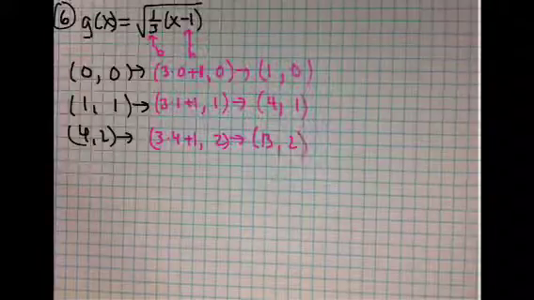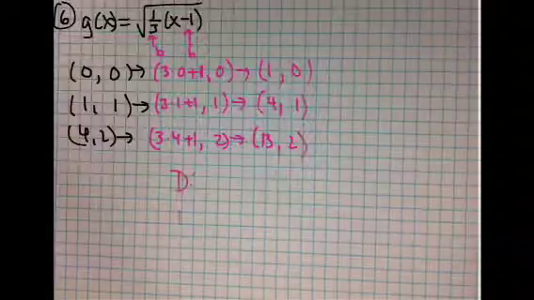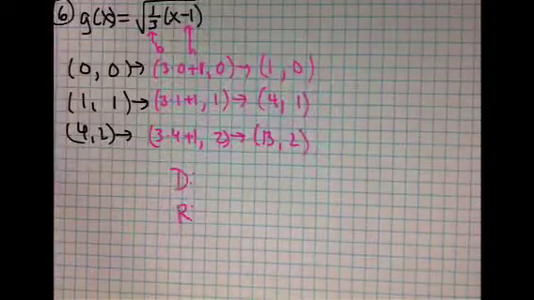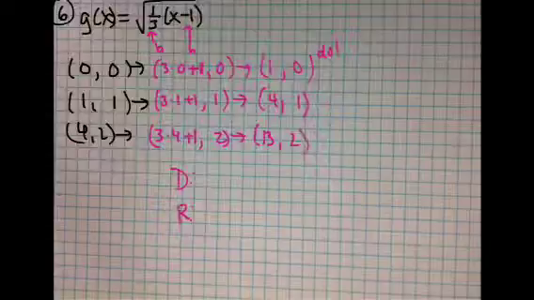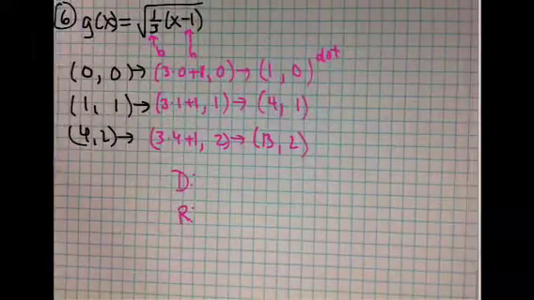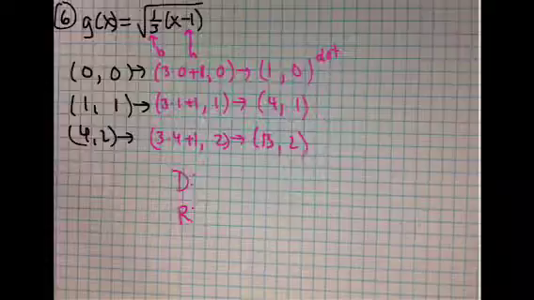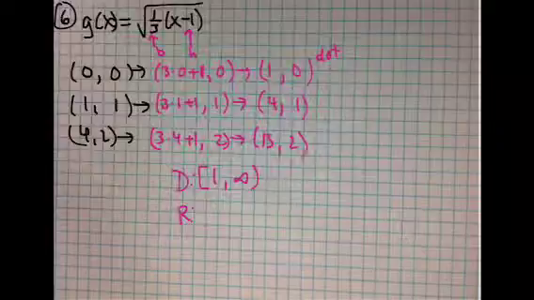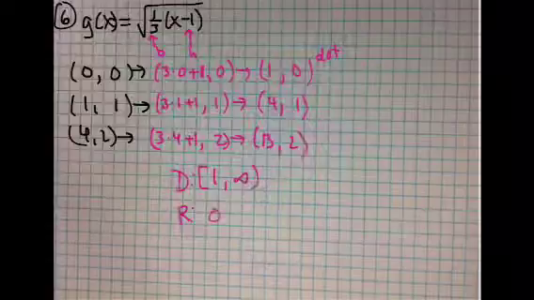Okay, so when they ask you for domain and range, domain, we look at the x's. Remember, this is the dot. Oops. This is the dot. So that's where it starts. So, let me go ahead and draw that. So, it starts on 1, and the numbers are getting bigger. So it's from 1 to infinity. The range starts on 0, and the numbers are also getting bigger. So it's from 0 to infinity.